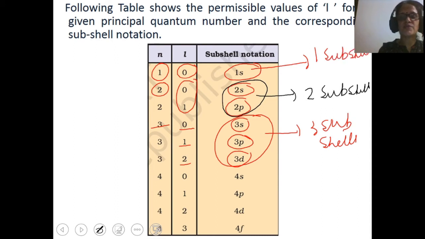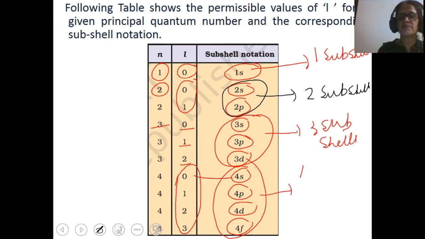Now I am coming to the fourth shell, n is equal to 4. Four values of l are possible here. They are 0, 1, 2 and 3. n is equal to 4, l is equal to 0, 4s subshell. n is equal to 4, l is equal to 1, 4p subshell. n is equal to 4, l is equal to 2, 4d subshell. n is equal to 4, l is equal to 3, 4f subshell. So we can conclude that the fourth shell consists of 4 subshells.